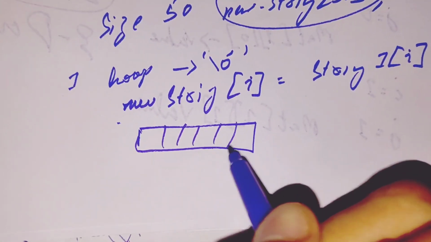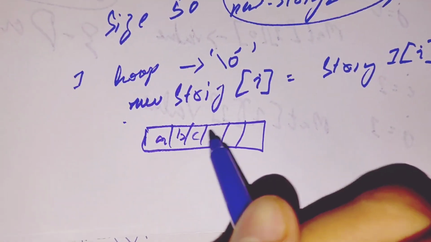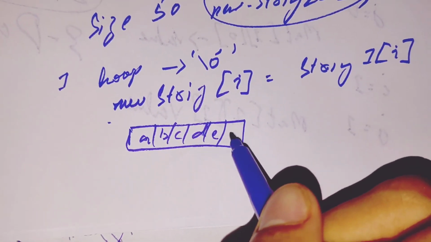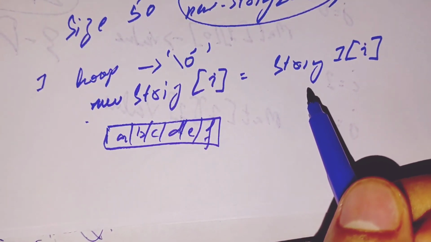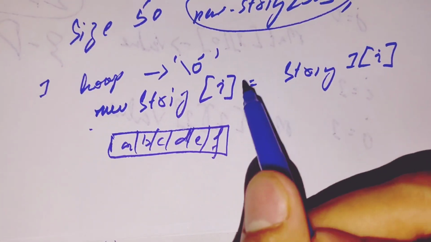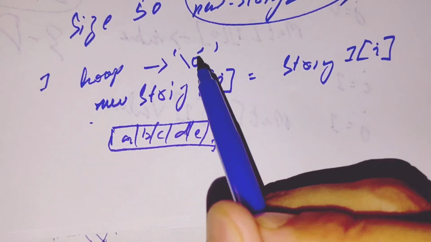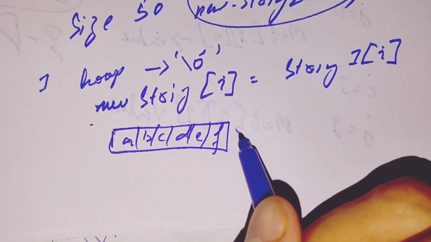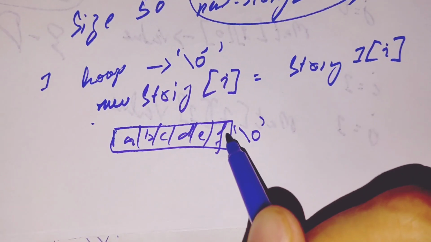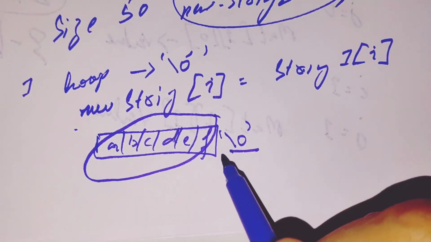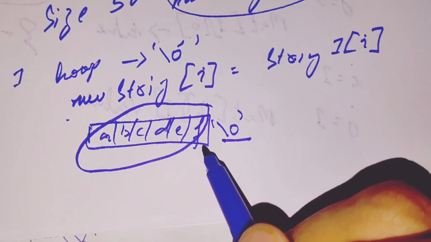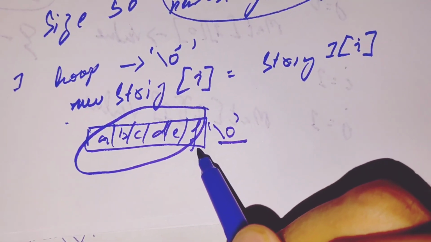It has got some positions, so A, B, C, D, E, F. So we have got here. Now, as we apply the concept, as it reaches the null character, the loop will stop here and it will not go further, because the stopping condition is what? It should reach the null character.